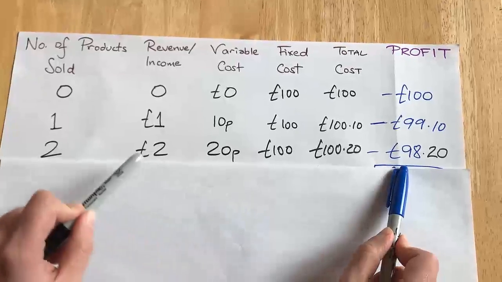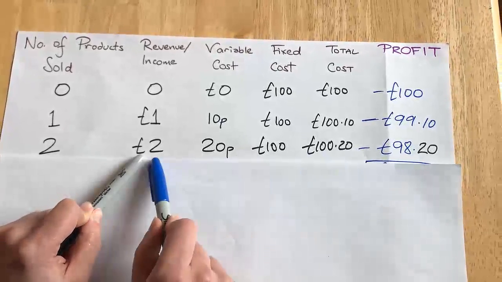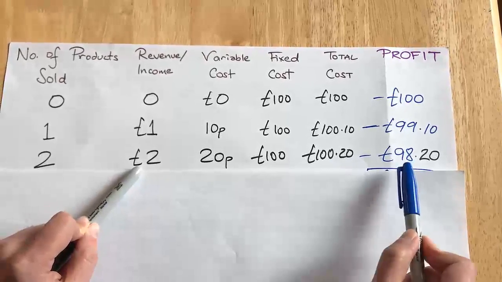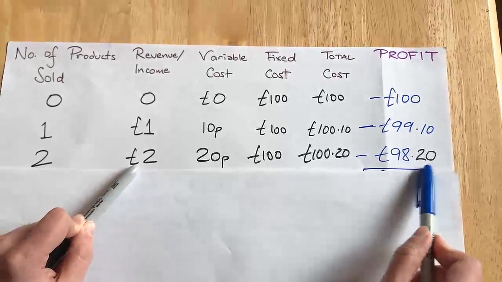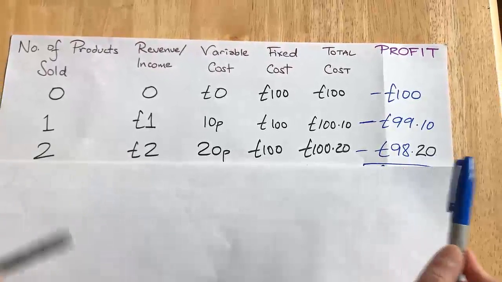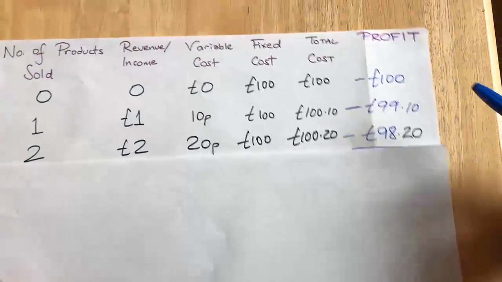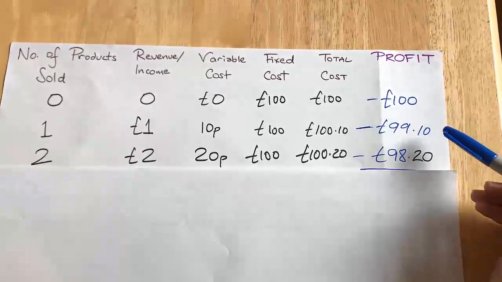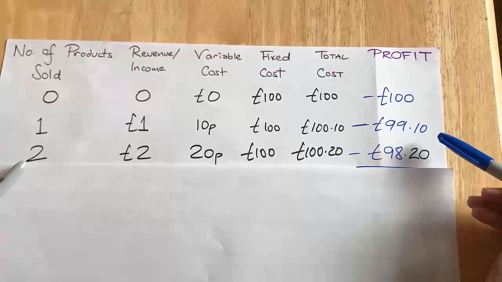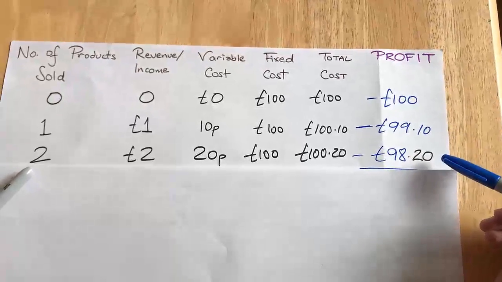How do we work out profit? £2, the money that we got from the customer, minus our total cost. It gives us a loss of £98 and 20 pence. Now let me repeat the point I said earlier. If we make no products, we make £100 loss. If we make one product, we're making less of a loss. If we make 2 products, now we're making even less of a loss.